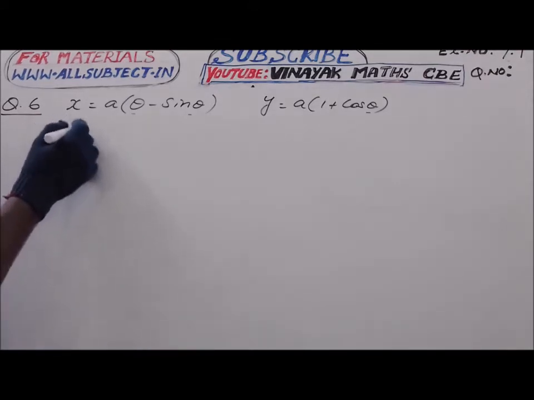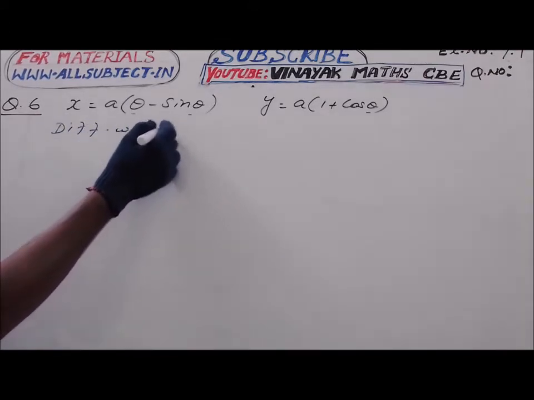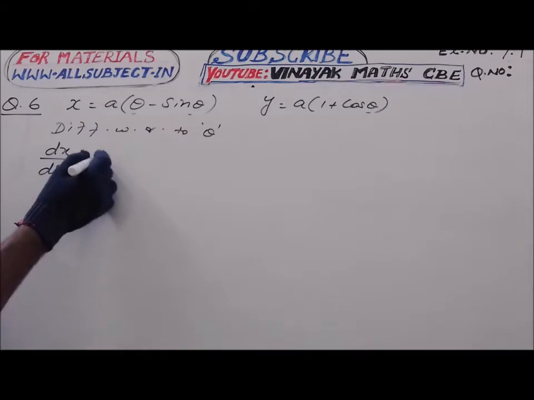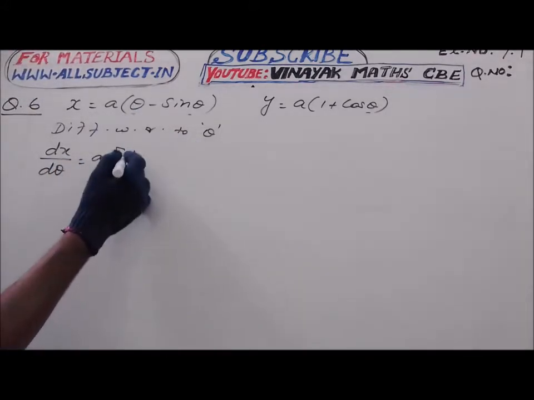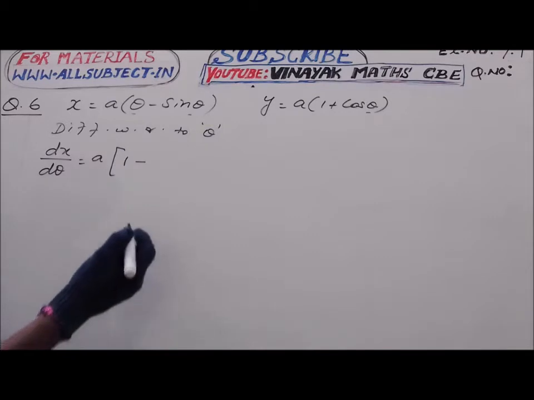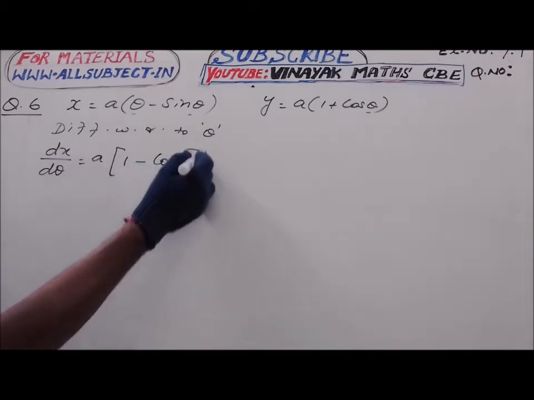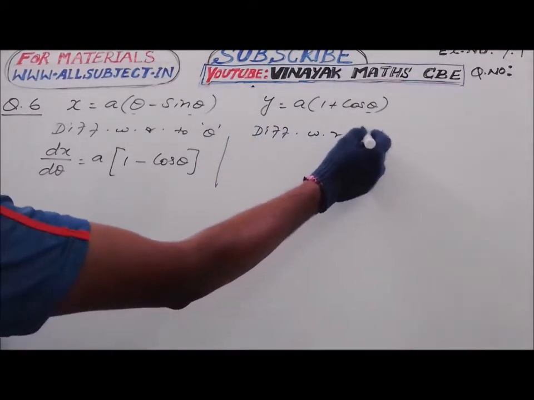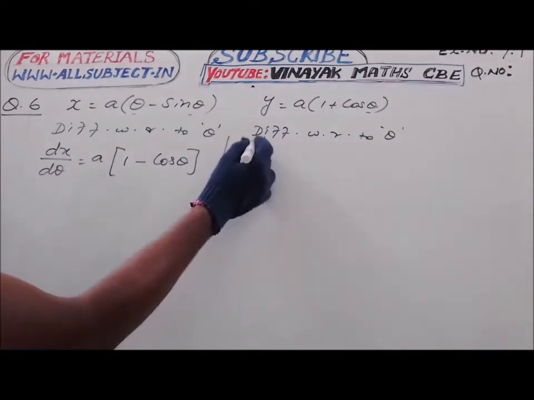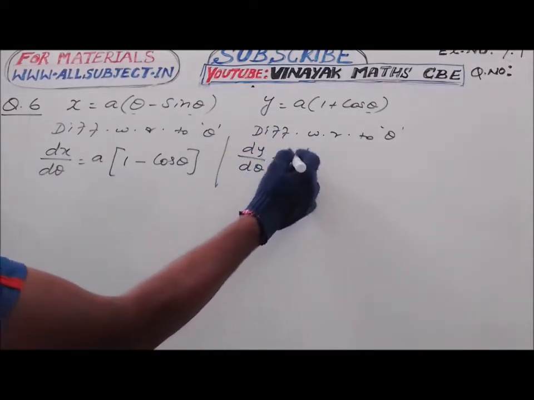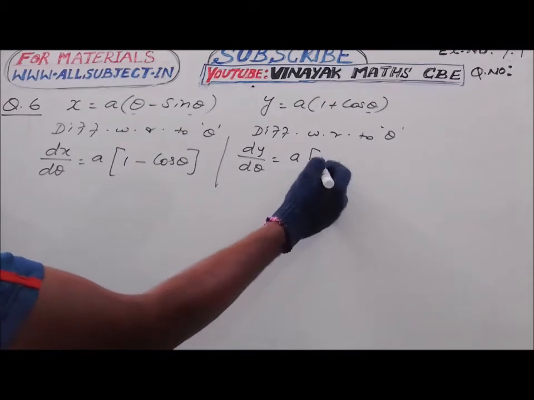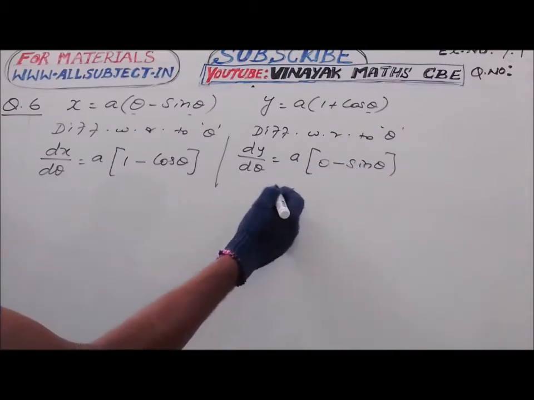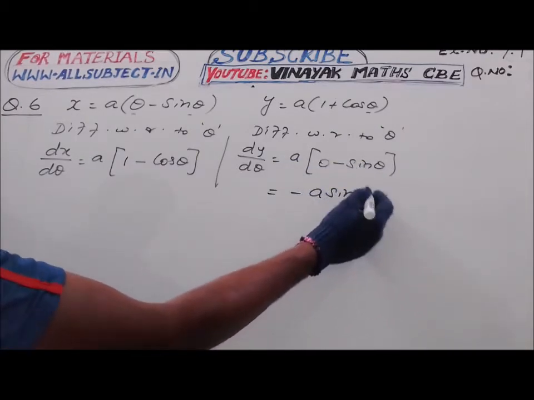So differentiating with respect to theta, we have dx by d theta equal to a into (theta with respect to theta is 1 minus sin theta with respect to theta is cos theta), and then here differentiate with respect to theta, because it is a function of theta, dy by d theta equal to a into (1 becomes 0, then derivative of cos theta is minus sin theta), multiplying these two we get minus a sin theta.